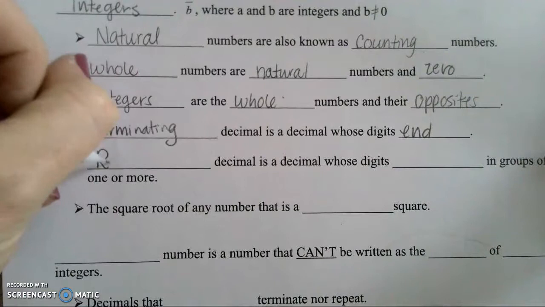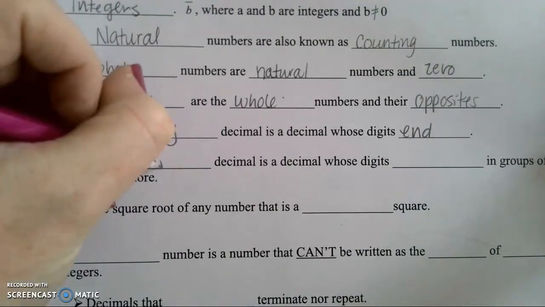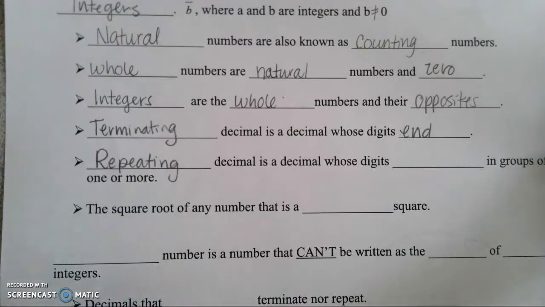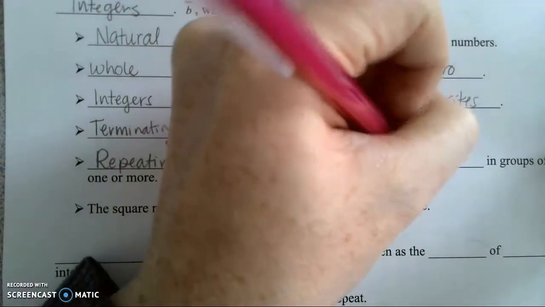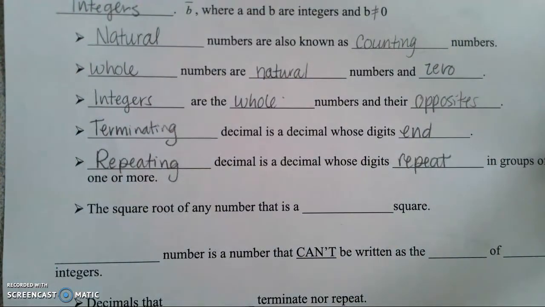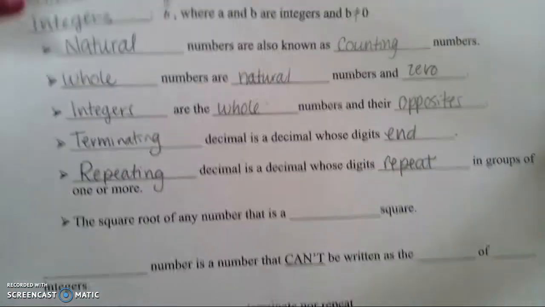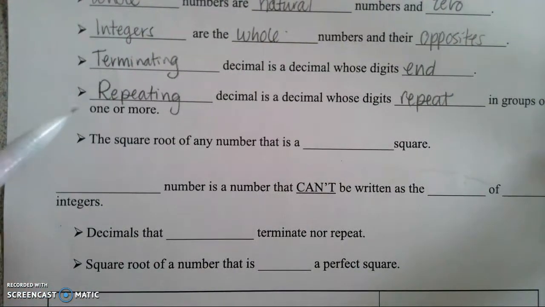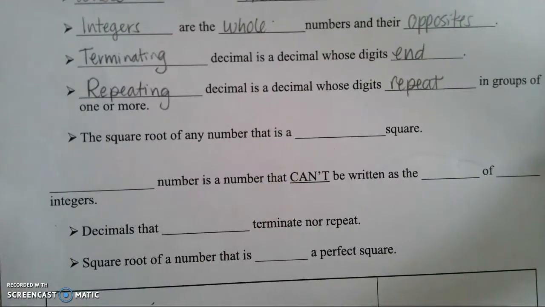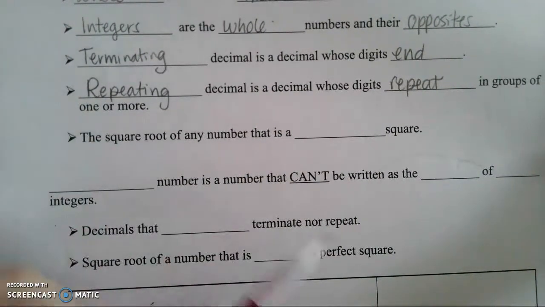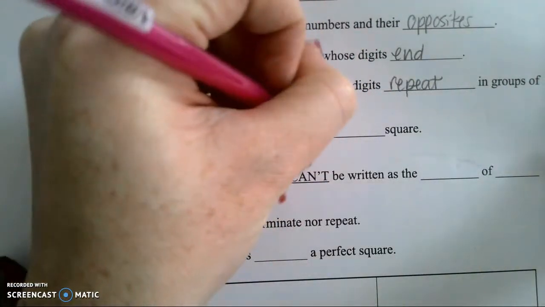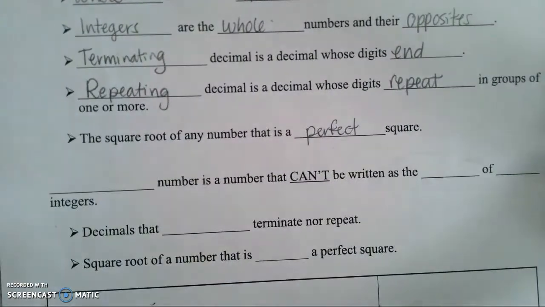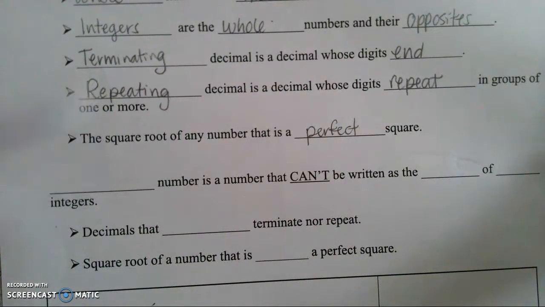And then there are also repeating decimals. A repeating decimal, you can tell based upon the name, is a decimal whose digits repeat in groups of 1 or more. So there are patterns associated with it, it definitely has a pattern. We will also be talking about square roots later on. The square root of any number that is a perfect square would be a whole number, but those are also rational numbers as well.